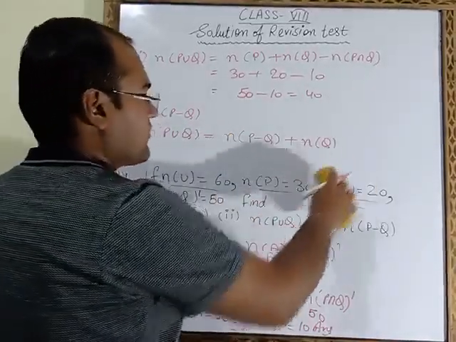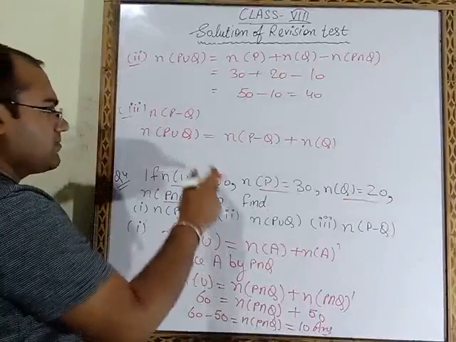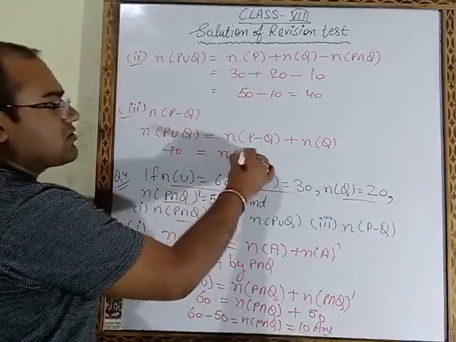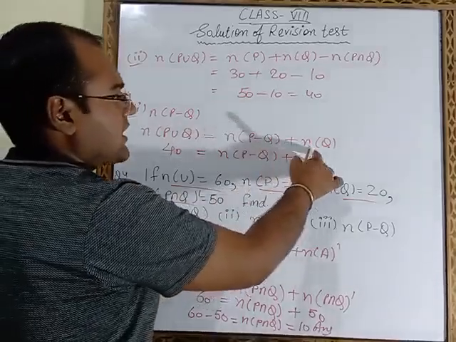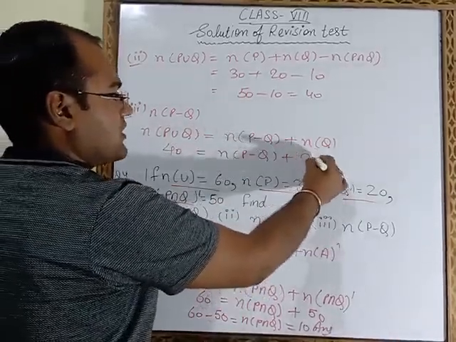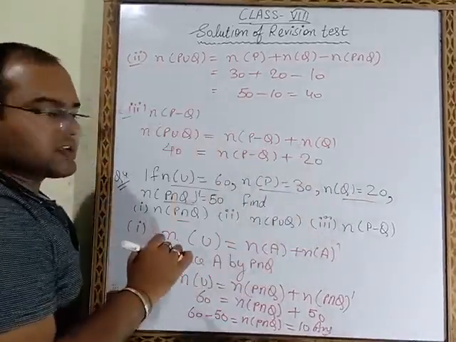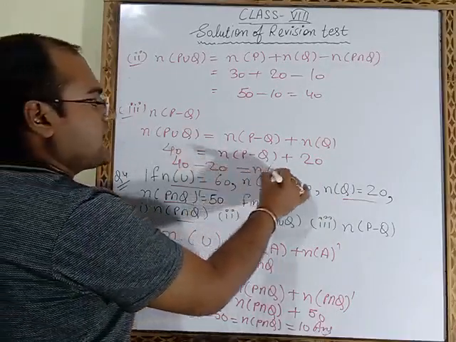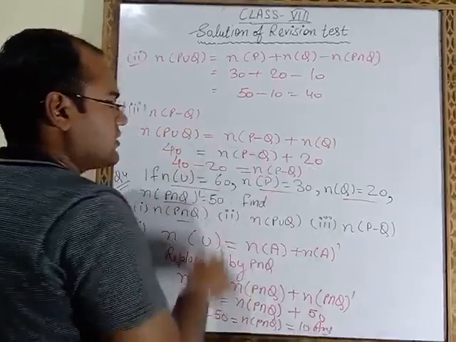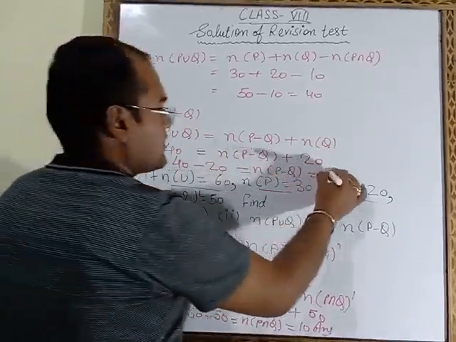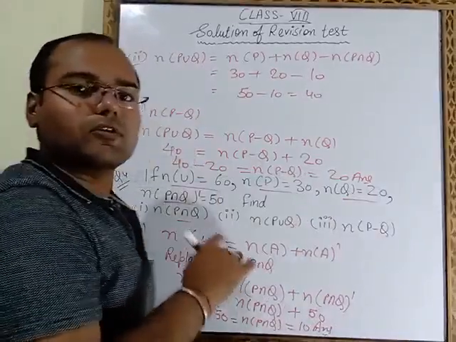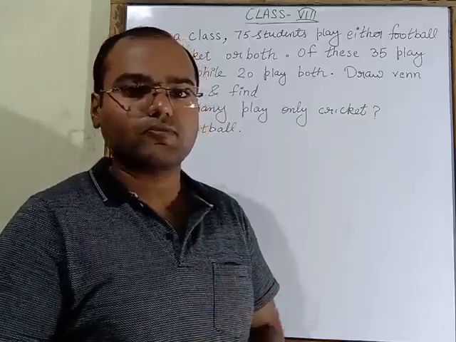Now we will put the values. n(P ∪ Q), this value 40, is equal to n(P − Q), which we have to find, plus n(Q). n(Q) is given here as 20, so this 20 we will bring to the left side. So this will become 40 minus 20 equals n(P − Q). On solving this, the answer will be 20. So like this you have to do question number 4. Now see question number 5.